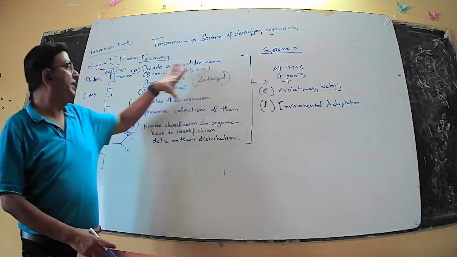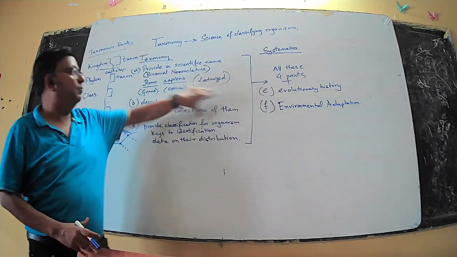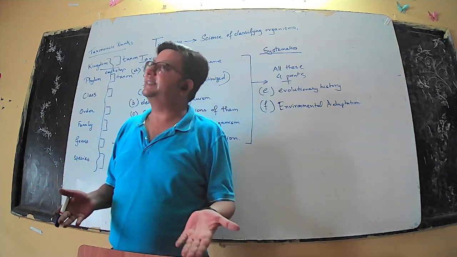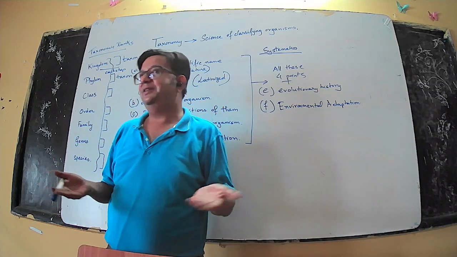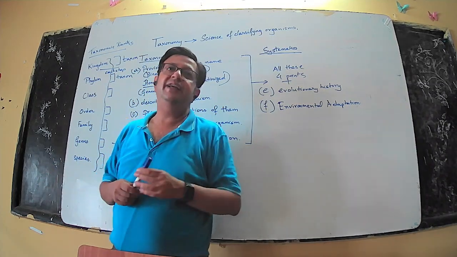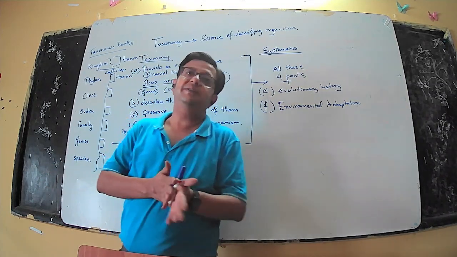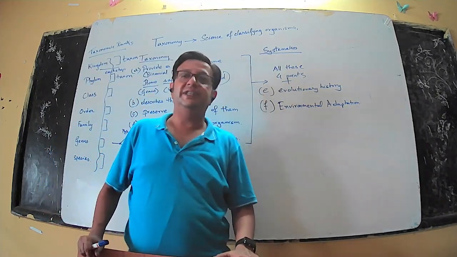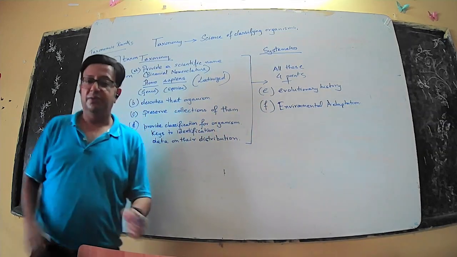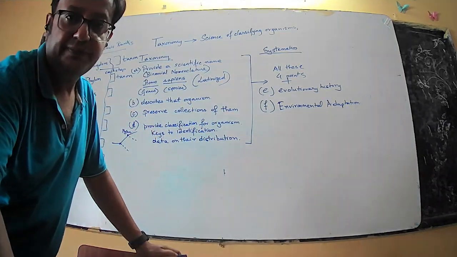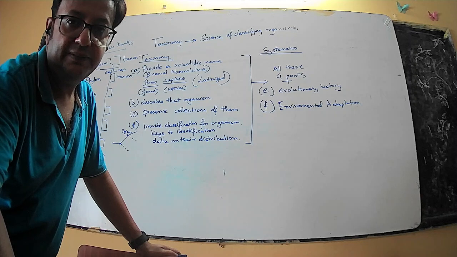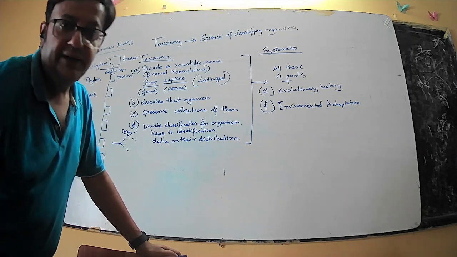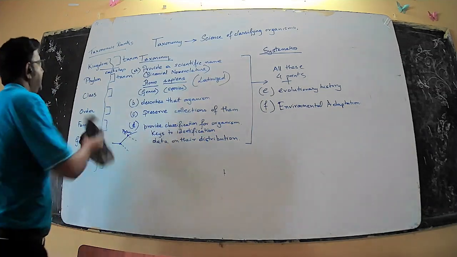So taxonomy is these four points and systematics is these four points plus these two. So nowadays we use systematics, not taxonomy. In modern textbooks you will find systematics, not taxonomy. In former times, before all these things developed, we used to study only these things. The next thing which we may go to is what are taxonomic characters.